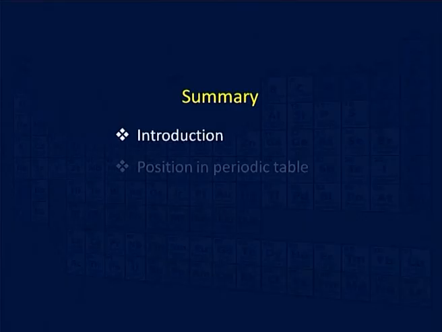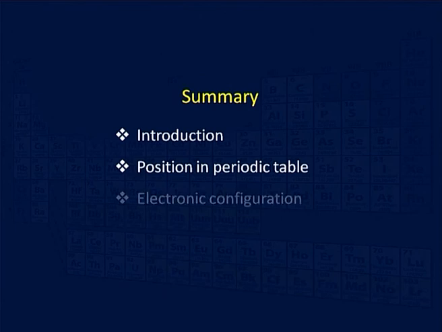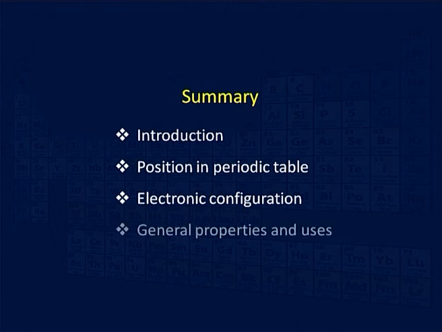So, in summary, we have been introduced to the second and third transition series metal ions. We have seen their position in the periodic table. We have also seen the electronic configuration of second and third row transition metal ions, and we have been introduced to the general properties and some of the uses and applications of the second and third row transition metal ions. In the next lecture, I am going to give you a few more important physical and chemical properties of these two rows of transition metal ions.